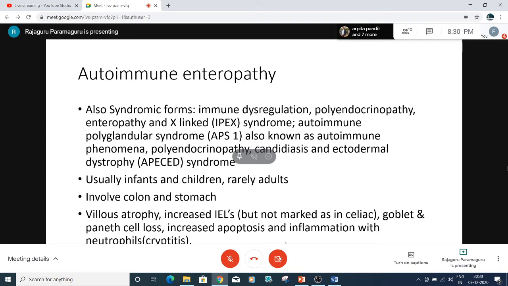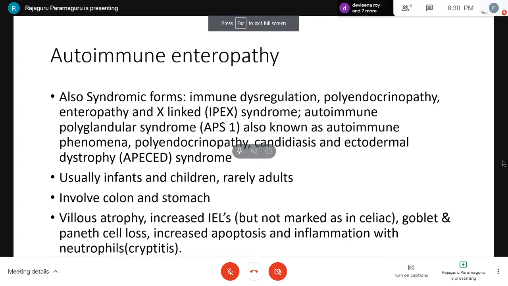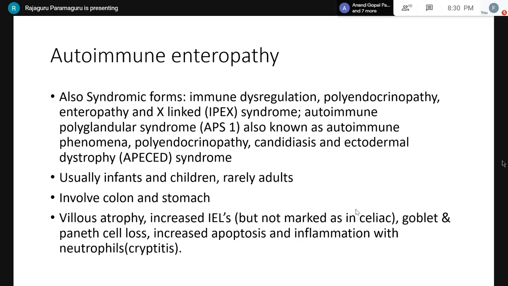One thing which you will have to see is that in autoimmune enteropathy, the amount of intraepithelial lymphocytes will not be proportionate to the villus atrophy you are seeing. In celiac disease, when there is total villus atrophy, the intraepithelial lymphocytes might be marked. But here in autoimmune enteropathy, when there is complete villus atrophy, you will not see that many intraepithelial lymphocytes. So that might be an additional finding when you are dealing with this case. If you are not finding enough intraepithelial lymphocytes, you can go and look for the increase in apoptosis in the crypts and then the lack of Paneth cells and goblet cells.